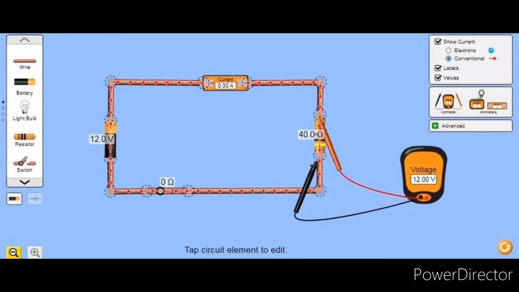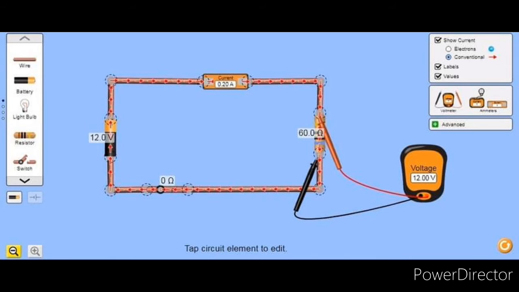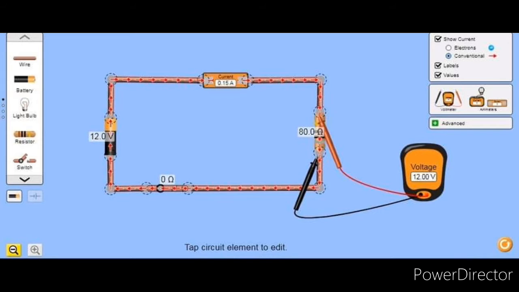We repeated the same process all throughout the trials. You can see there is a difference in our experimental current as we increase the resistance.